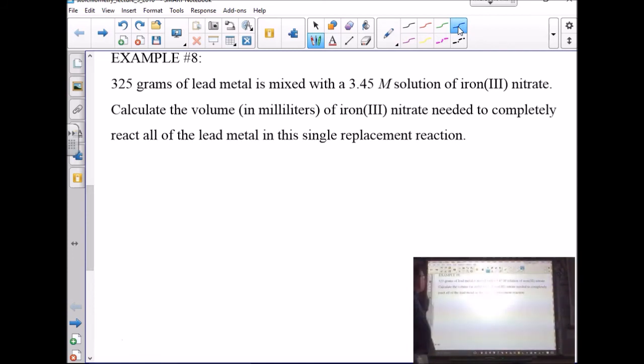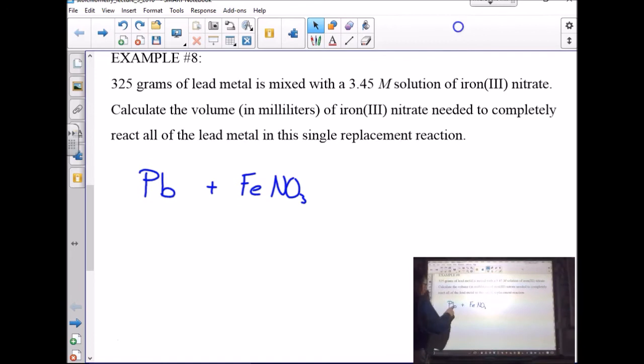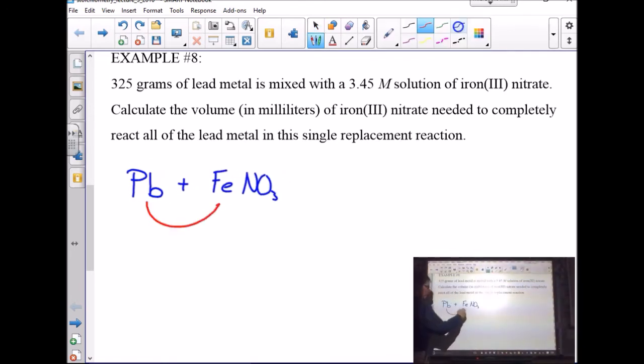All right. So let's start off from the beginning. Lead metal is mixed with a 3.45 mole solution of iron 3 nitrate. So iron 3 nitrate. We'll come back and balance the charges here in a moment. Calculate the volume of the iron 3 nitrate needed to completely react all the lead metal in this single replacement reaction. That's all it's telling us. So really what we have is the lead and the nitrate. So the lead is kicking the iron out.